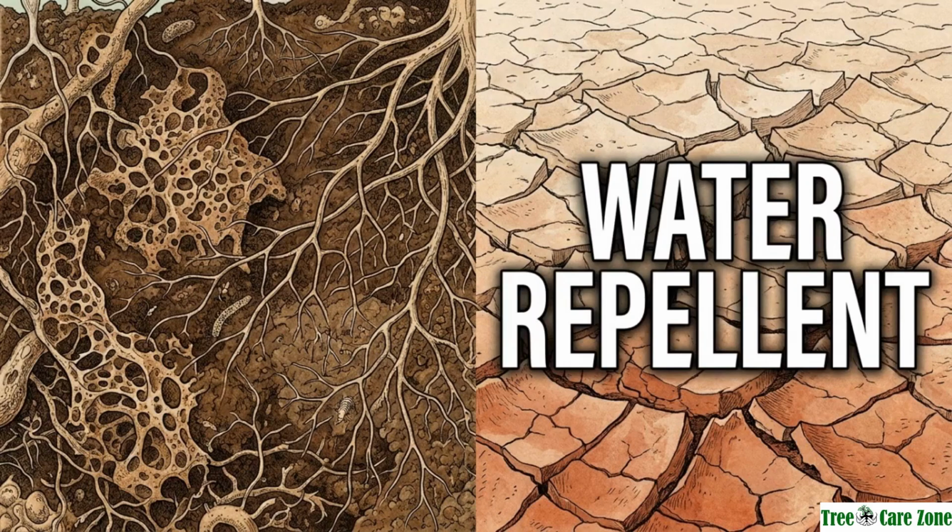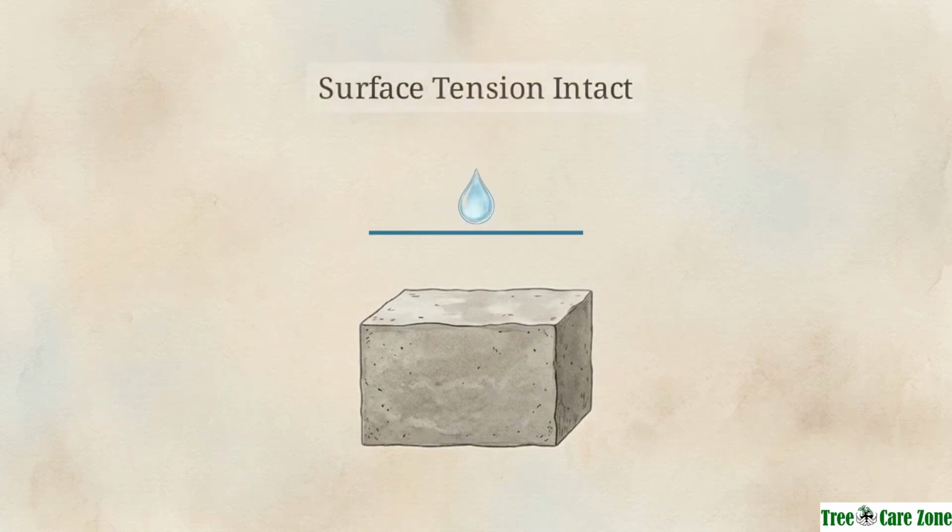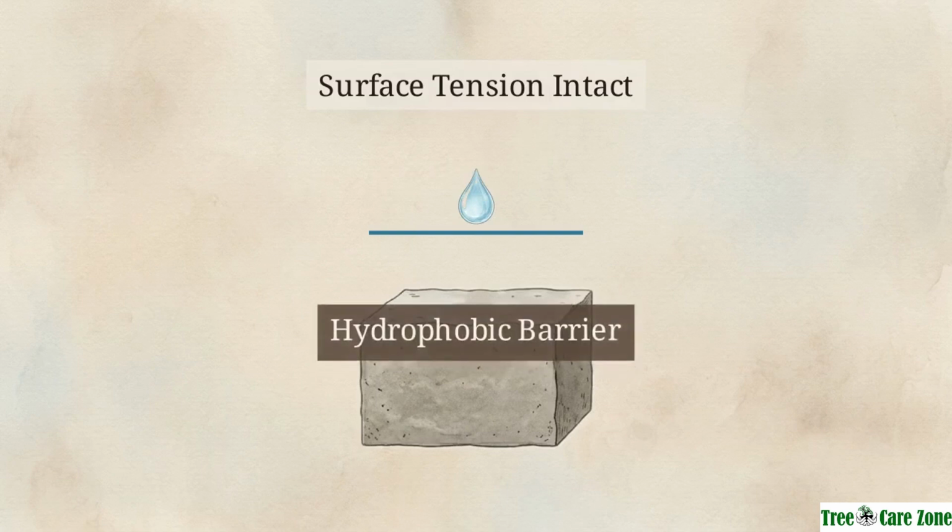When this organic content is depleted, the soil undergoes a physical shift. It enters a state called hydrophobicity. As shown here, hydrophobic soil actively repels water. Because the ground is so parched and lacks biological material, the water's surface tension remains intact. It beads up on the surface like a marble rather than soaking in.